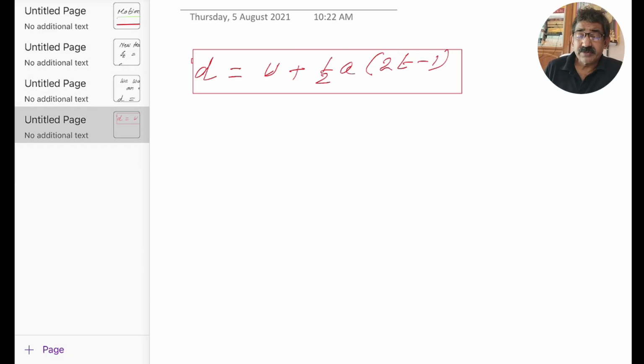Now we have to solve some problems with the help of this formula. There are so many problems regarding this or related to this formula in your book.